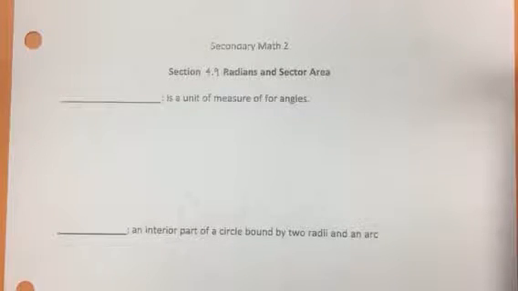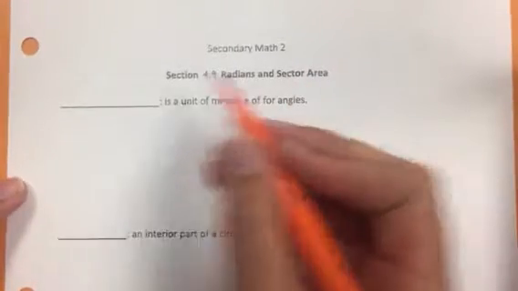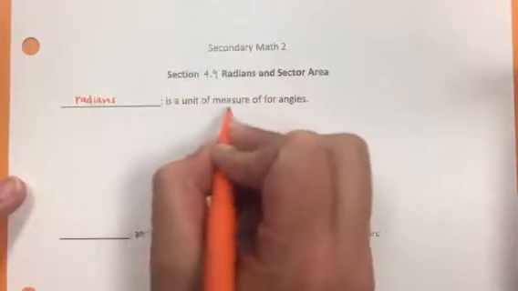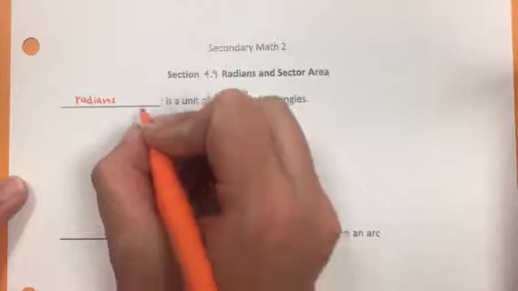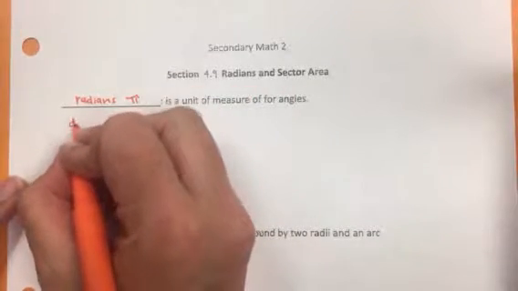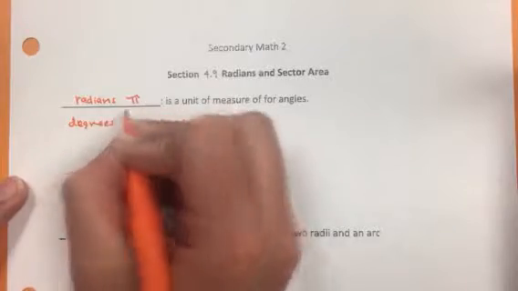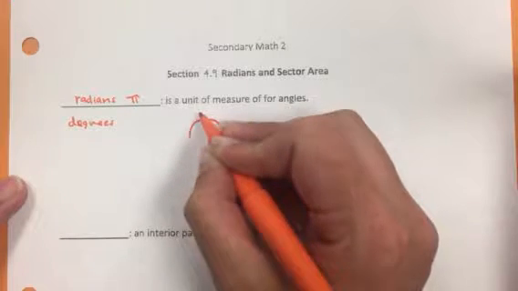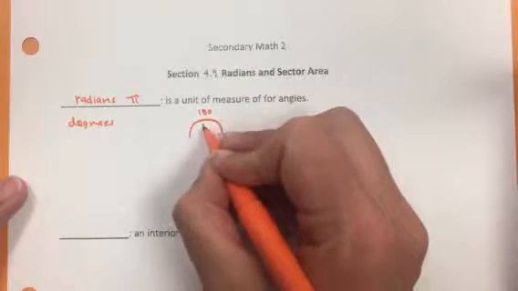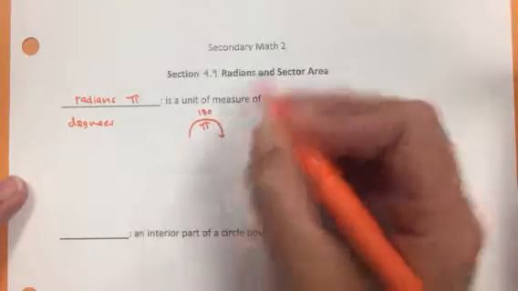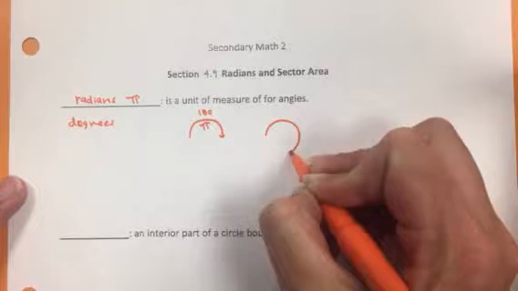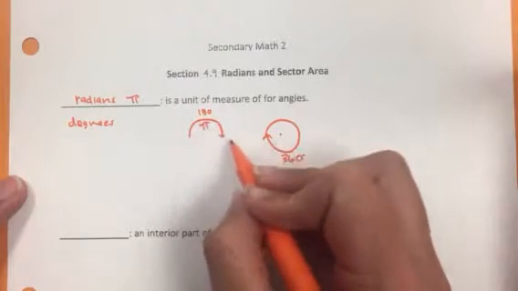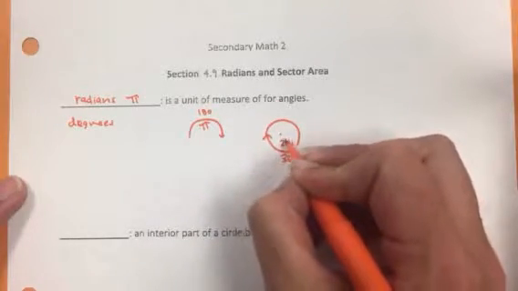Alright, in 4.9 we're going to go over radians and sector area. So the first vocab word will be radians. Radians is a measurement of an angle, which means that it will be dealing with pi, which can also be represented in degrees. So for example, if I go 180 degrees around a circle, that's the same thing as going pi, a distance of pi. If I go a full distance around a circle, that would be 360 degrees, which means I'd have two 180s, which means it's the same as 2 pi.